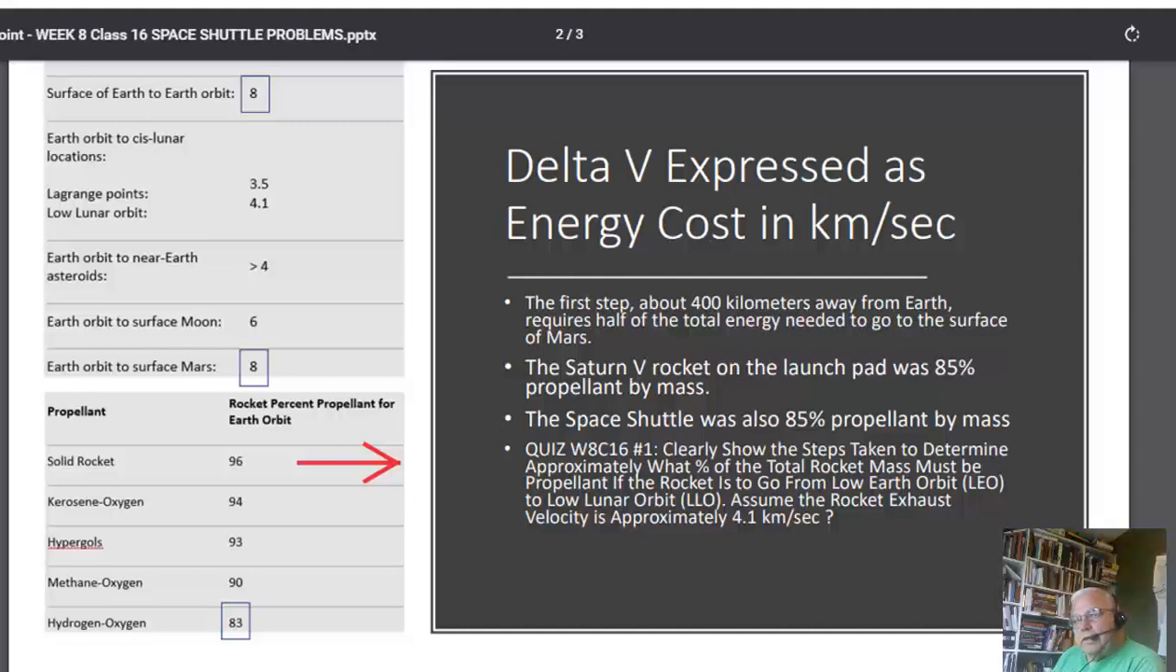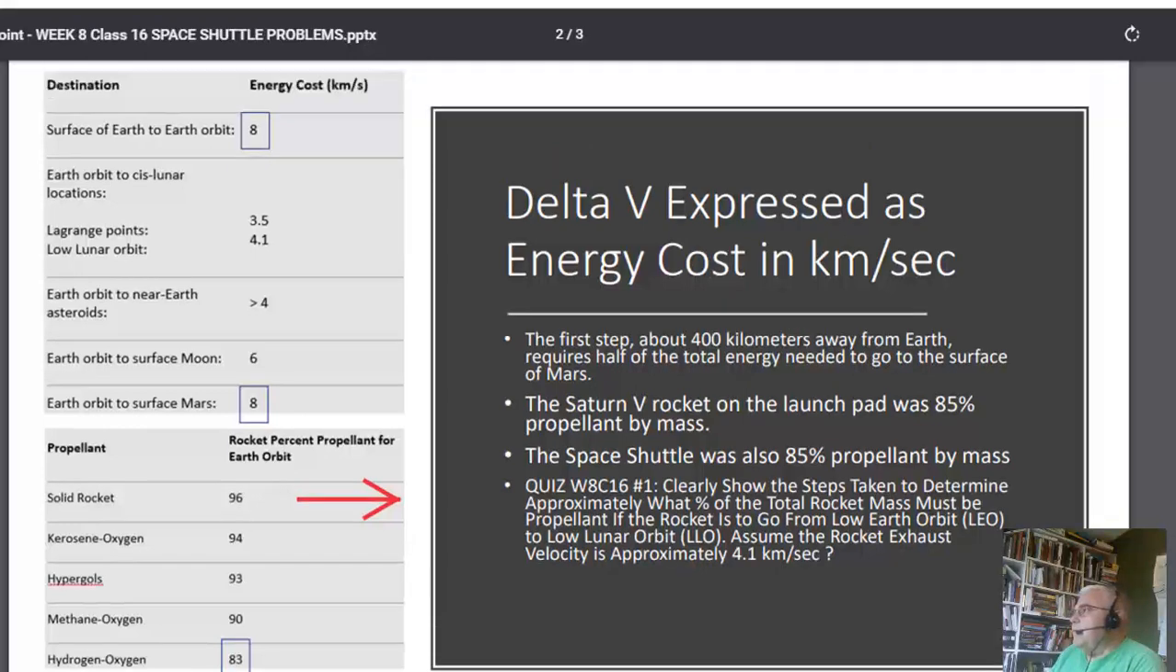Now, for week 8, class 16, there was a couple parts to the quiz. This is the first one. Clearly show the steps taken to determine what percent of the total rocket mass must be propellant if the rocket's going to go from low Earth orbit to low lunar orbit. Assume the rocket exhaust velocity is 4.1 kilometers per second.